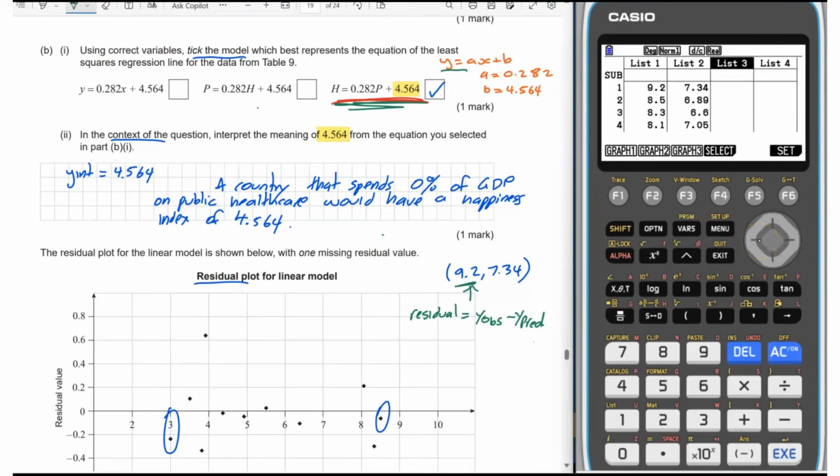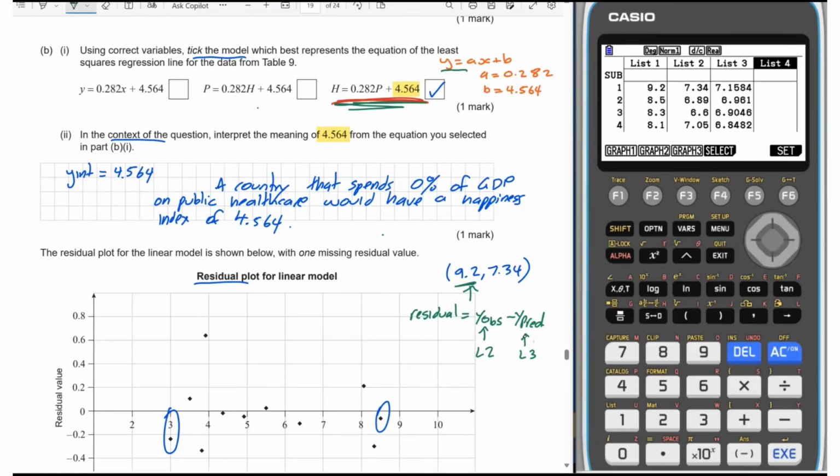So it's going to be, and have your cursor up over list 3, 0.282 times the values that are in list 1, and then we're going to plus 4.564. Okay, so that's filled that up, and that's there now. If I put that in, that's going to be our predicted, so that's in list 3. Our observed is from the table, so that's in list 2.